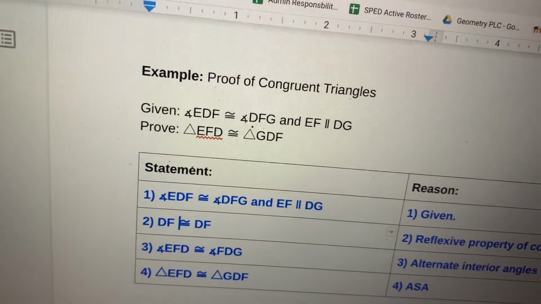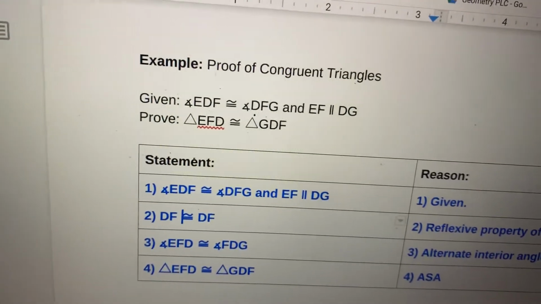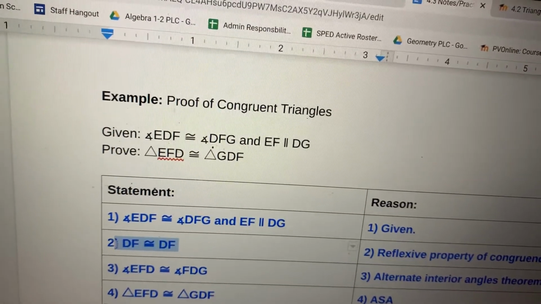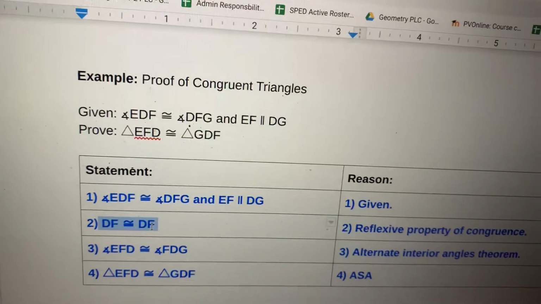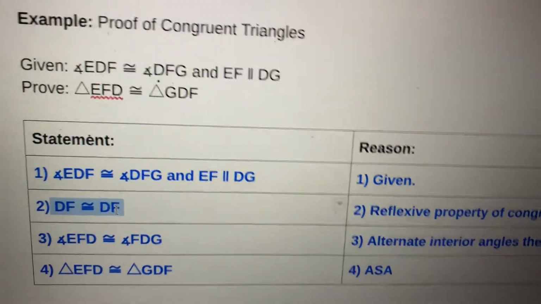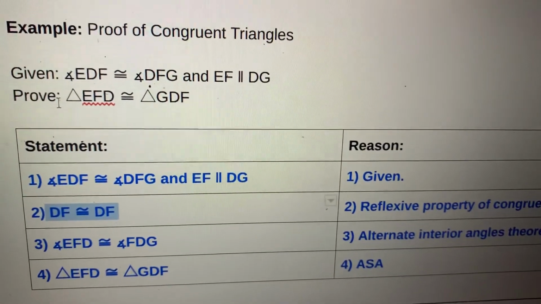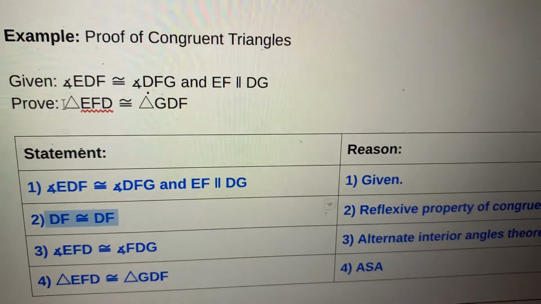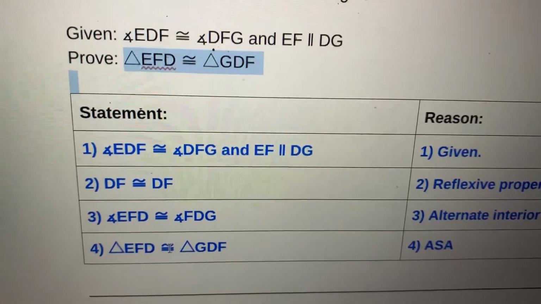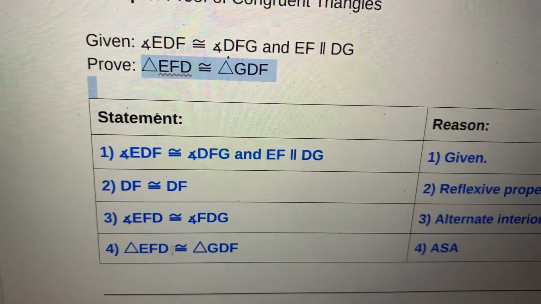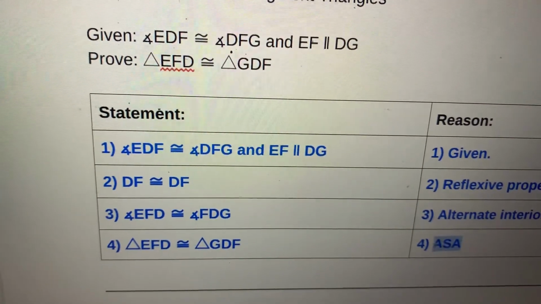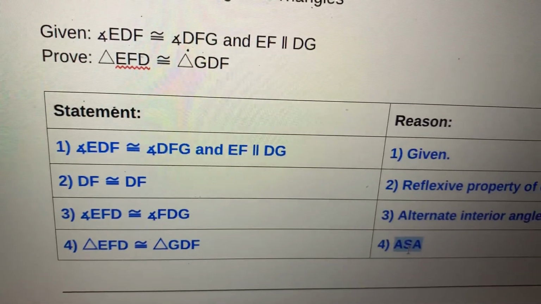So it's similar to the one that we had in the last video because we do have that reflexive property, which means that it's equal to the same thing. DF is congruent to DF. When we do proofs, I know that a lot of you guys don't like them very much, which I understand. So one hint that I always tell you guys is what you're trying to prove. So right here it says prove that triangle EFD is congruent to triangle GDF. That will always, always, always be your very last statement, okay? And then the reason for your statement is usually going to be one of the postulates that we know, okay? So you can kind of do process of elimination that way.